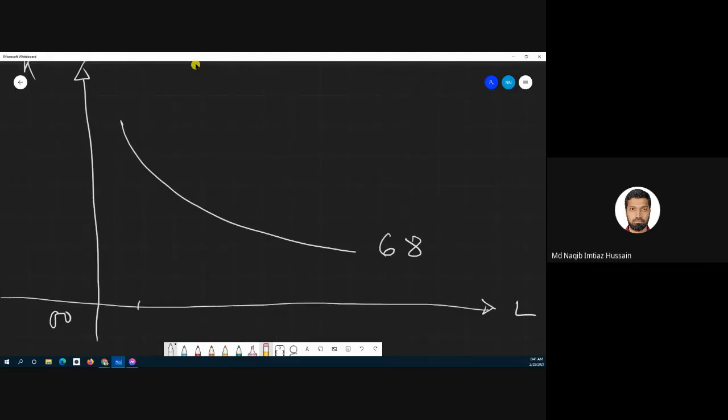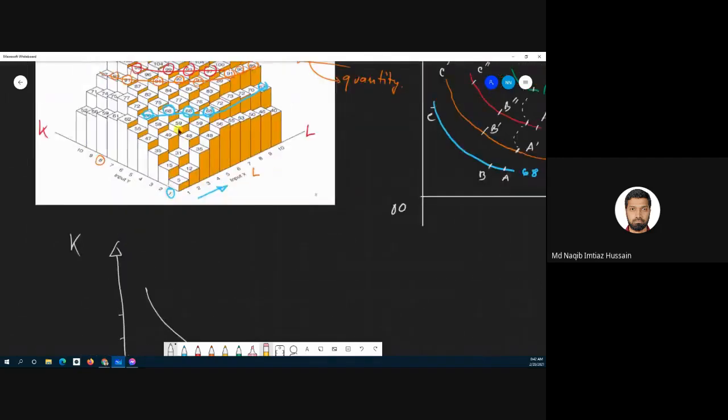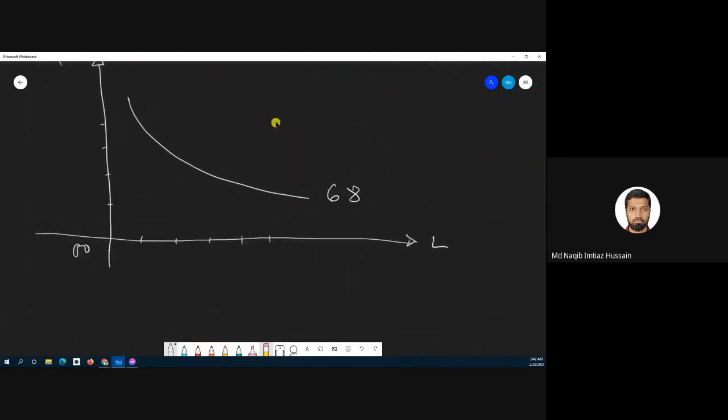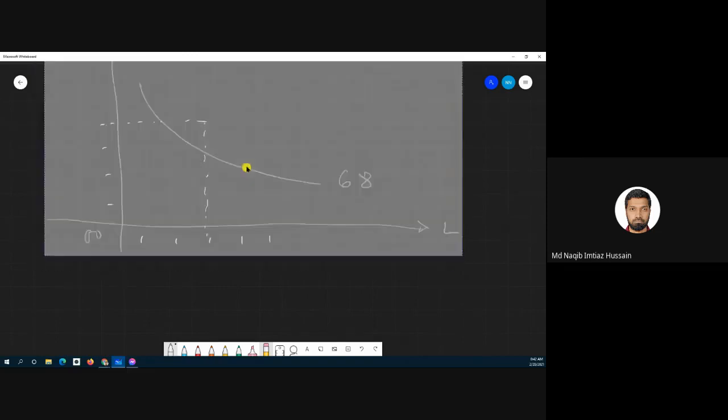So let's do this. 1, 2, 3, 4, 5. 1, 2, 3, 4. So labor equal to 3 and capital equal to what? We're looking at this point. This is 4 versus 3. So 4, 1, 2, 3, 4 at this level, and let's say 1, 2, 3. Okay, now we have to adjust this a little bit.